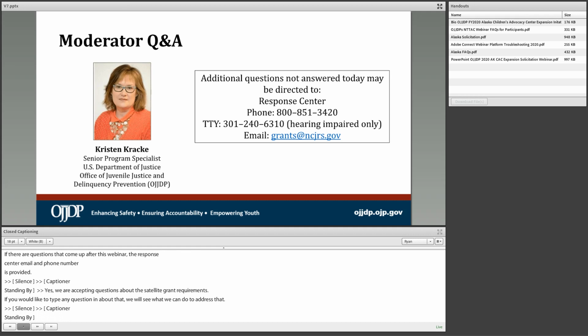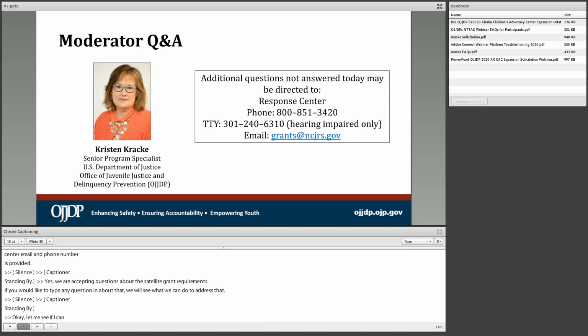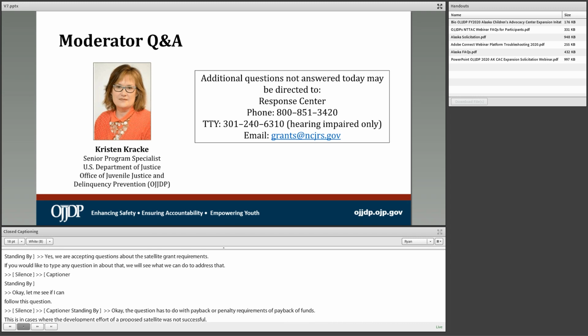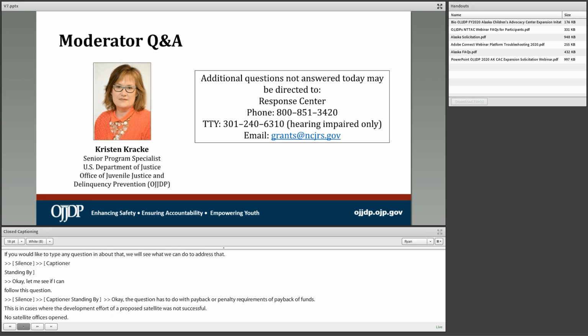Okay, let me see if I can follow this question. So the question has to do with payback or penalty and requirement of payback of funds in cases where the development effort of a proposed satellite was not successful and no satellite office is opened. I think that's a question that I am going to refer to the Response Center because I think that involves a more involved question.